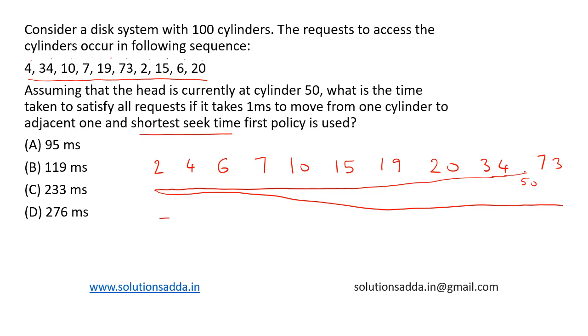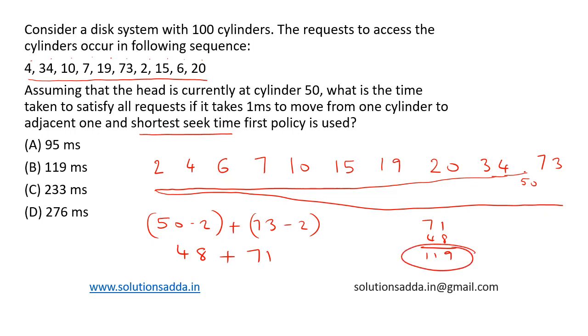So the total will be 50 minus 2 plus 73 minus 2. We have 48 plus 71, that is 71 plus 48. We have 119. So the correct answer here is option B, 119.